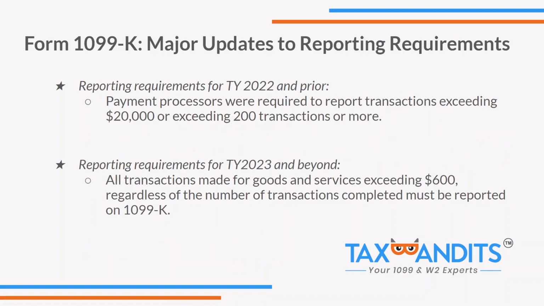Now, as we mentioned a little bit earlier on the webinar, there have been major changes to the Form 1099-K reporting requirements. For tax year 2022 and prior, payment processors were required to report transactions exceeding $20,000 or exceeding 200 transactions or more. For tax year 2023 and beyond, all transactions made for goods and services exceeding $600, regardless of the number of transactions completed, must be reported on Form 1099-K.